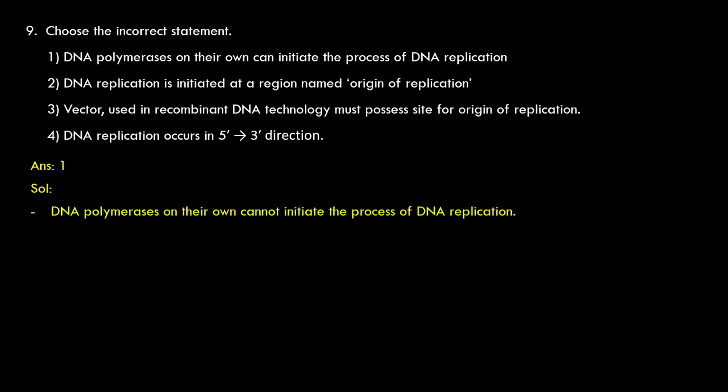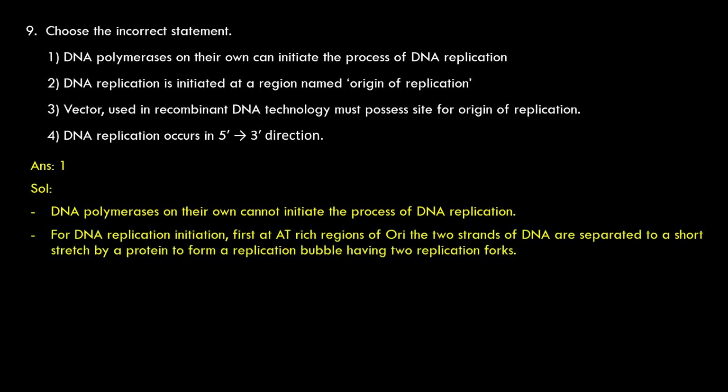DNA polymerases on their own cannot initiate the process of DNA replication. For initiation, first at the AT rich regions of the origin of replication, which have 13 base pair regions and 9 base pair regions, the two strands of DNA are separated over a short stretch to form a replication bubble having two replication forks.